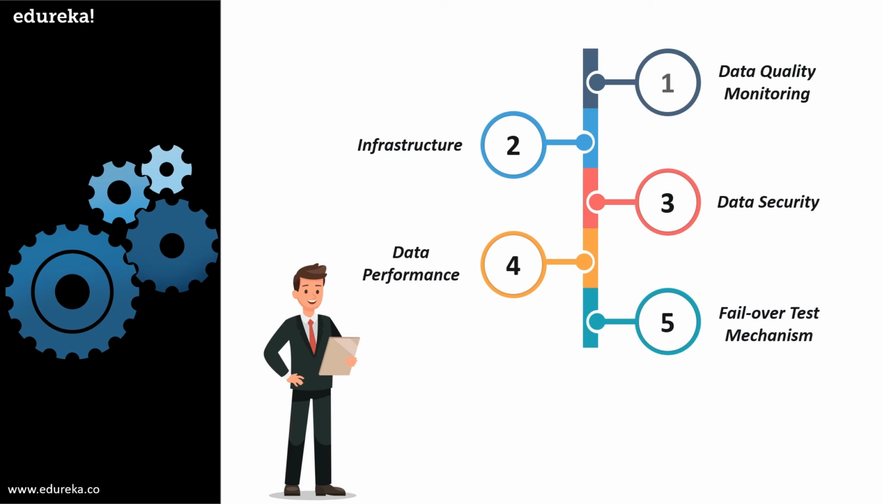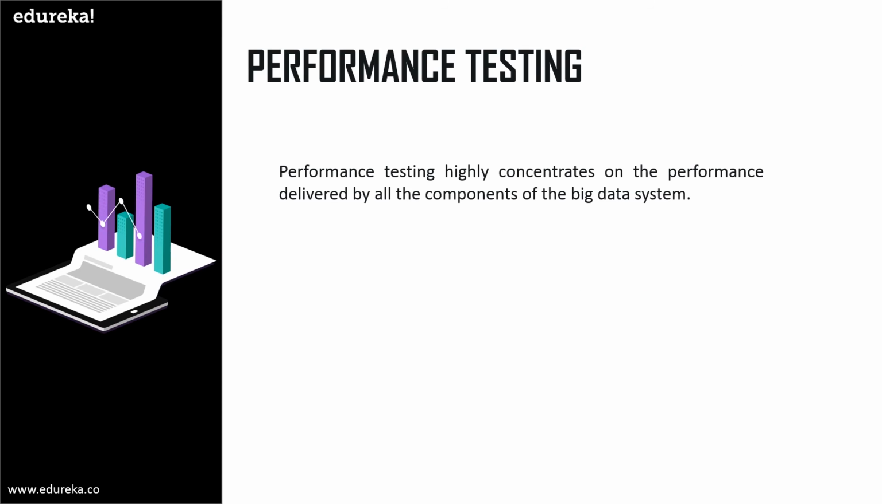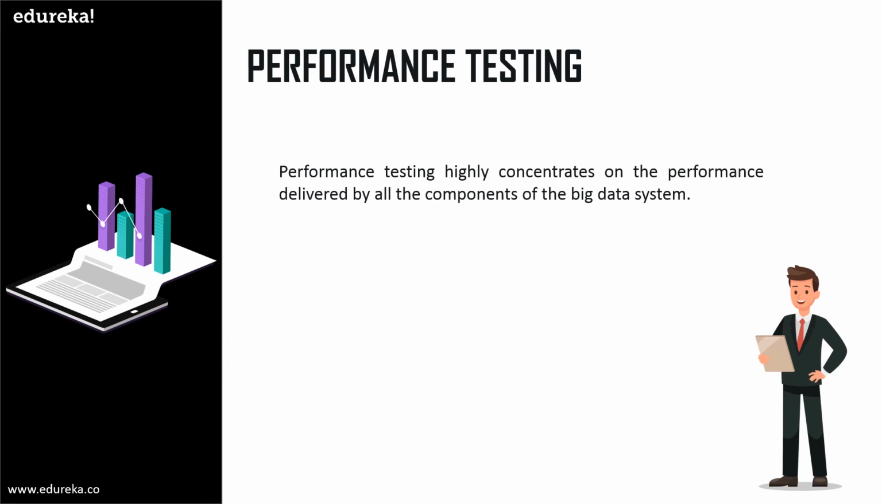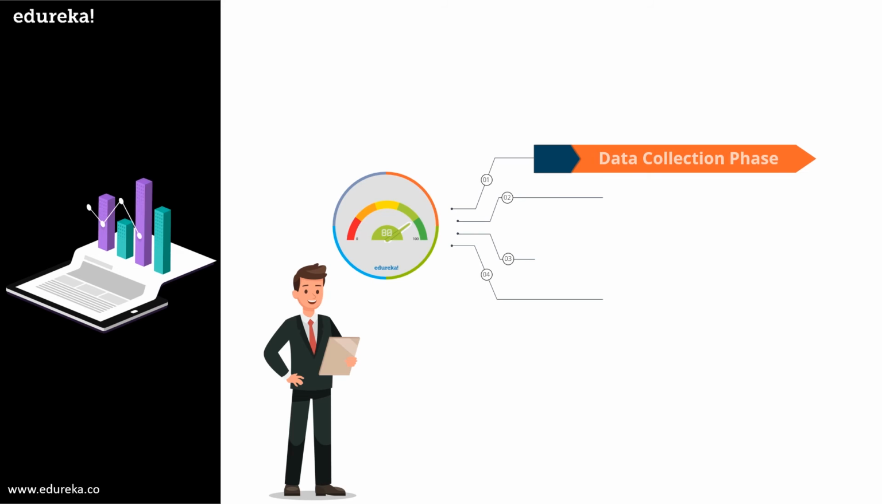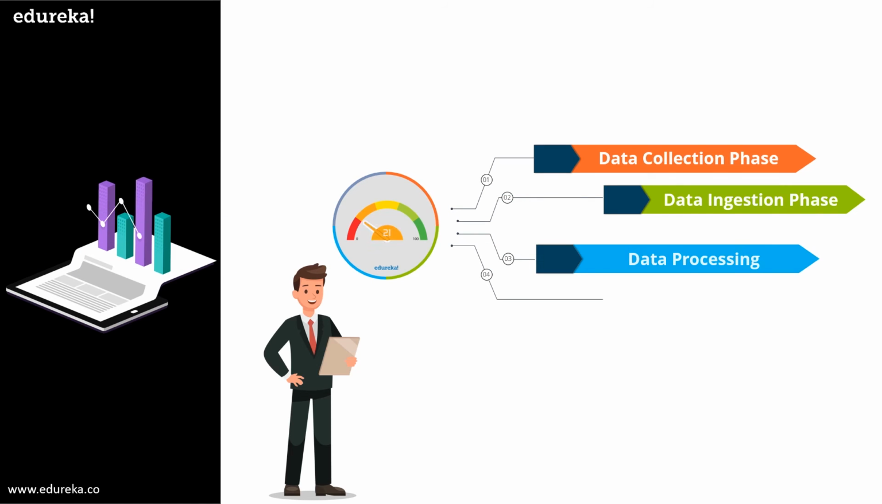It enables dynamic clustering. With this, let us move ahead into the next type of testing, which is performance testing. Performance testing highly concentrates on the performance delivered by all the components in the big data system. Performance testing includes the following categories. Firstly, the data collection phase, data ingestion phase, data processing phase, and finally, the component testing phase. Firstly, we shall understand what is the data collecting phase.